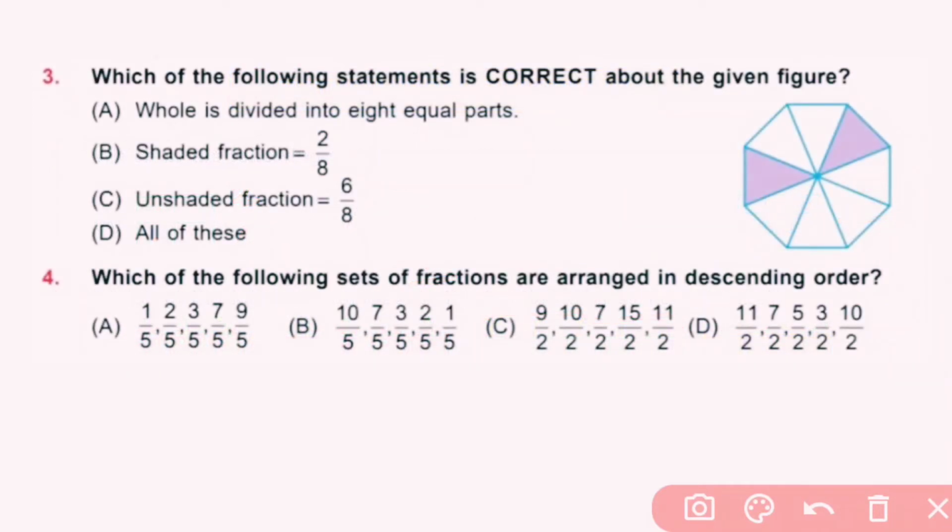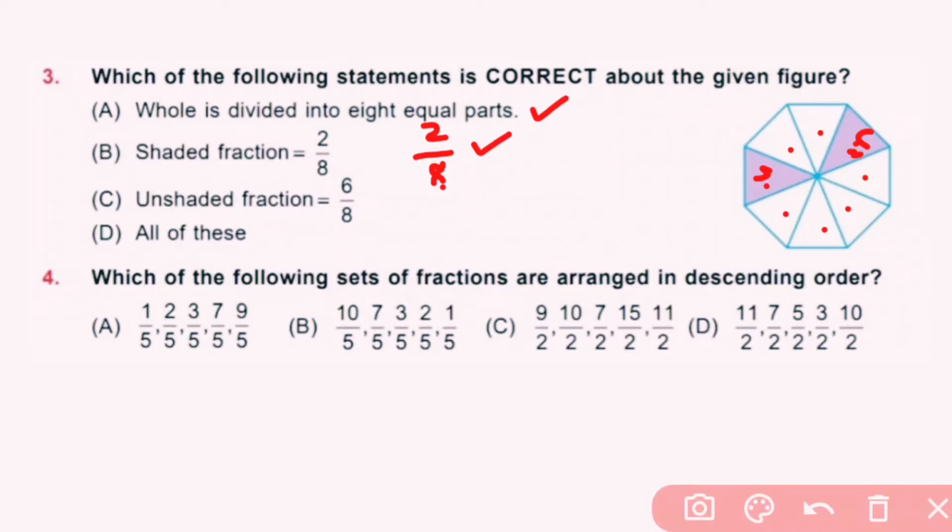Question number 3. Which of the following statements is correct about the given figure? Option A. Whole is divided into 8 equal parts. There are a total of 8 equal parts, so this option is correct. Option B. Shaded fraction is equal to 2 by 8. There are a total of 8 equal parts, and out of 8, 2 parts are shaded. So this option is also correct.